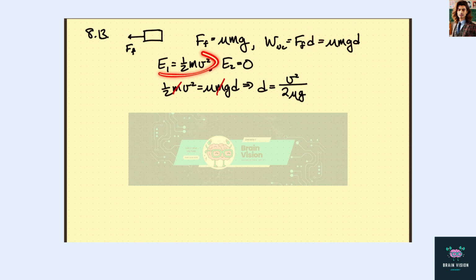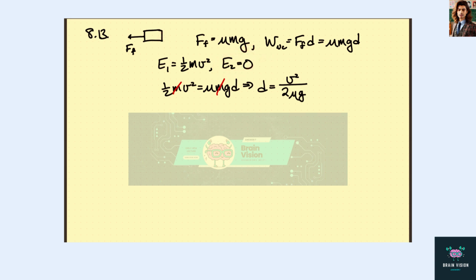Now, initially, the sled has a velocity v, so it has some initial kinetic energy, which is 1/2 mv squared. Then we want to figure out when the sled stops, and at that point the kinetic energy is 0. There's no change in gravitational potential, so we'll just use the gravitational potential as 0 as the reference. So we have no gravitational potential in here, and the total energy at the end, when the sled comes to rest, is 0.